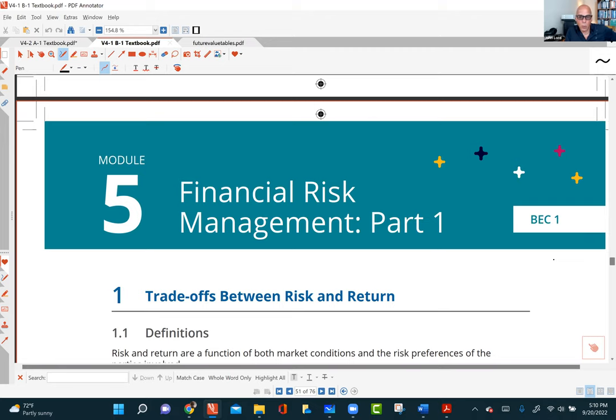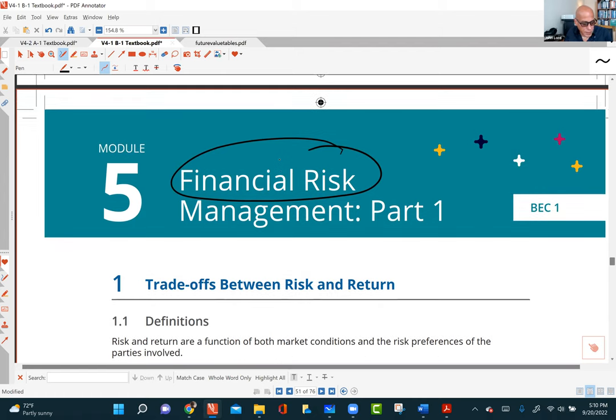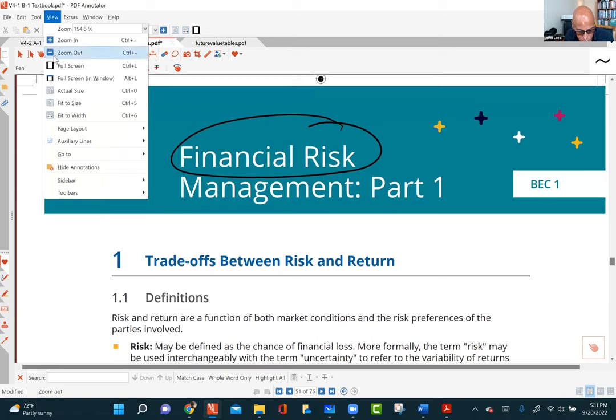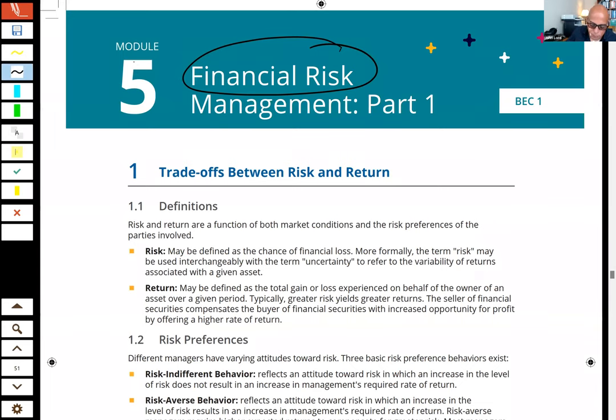What we're going to be focusing on here are tools that will help us manage financial risk. And we are going to break that into two parts. The second part will deal with actually managing some sort of foreign currency risk that we might face if we have international types of business endeavors.